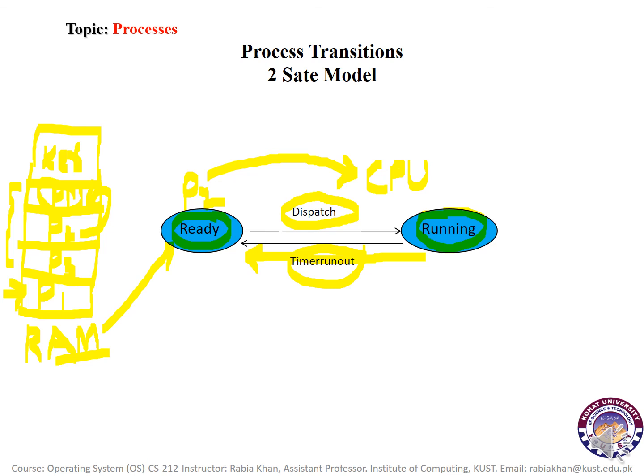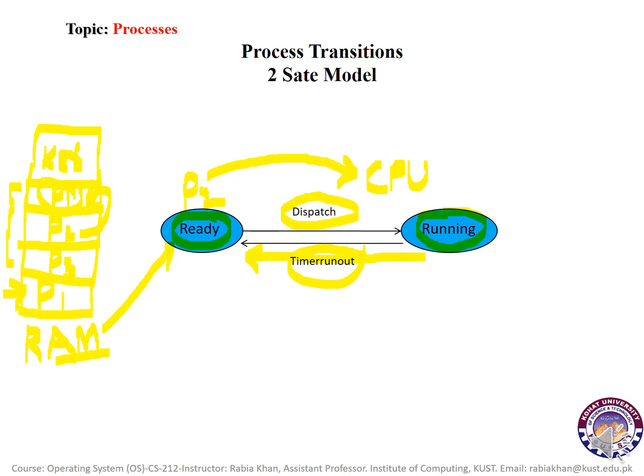Now this process 1 has to wait in RAM until its turn to go to the CPU. Till then it has to wait in RAM. It is ready to be executed, but since the CPU is not available, it has to stay in RAM until the CPU is available next.